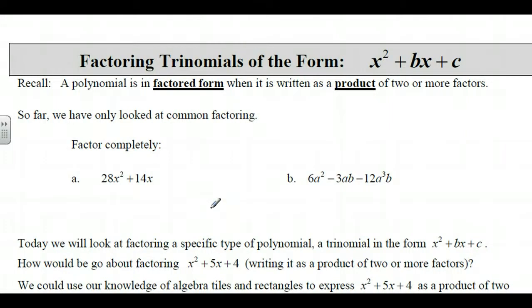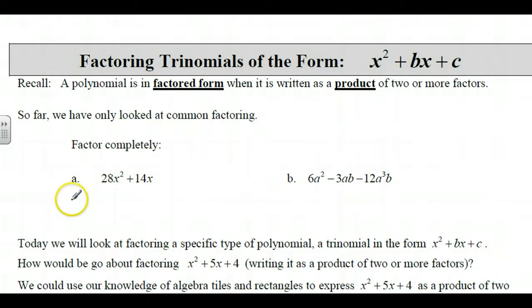Factoring trinomials of the form x squared plus bx plus c. Recall, a polynomial is in factored form when it's written as the product of two or more factors. So far we've only looked at common factoring, so let's just do these two. We're looking at common factoring.